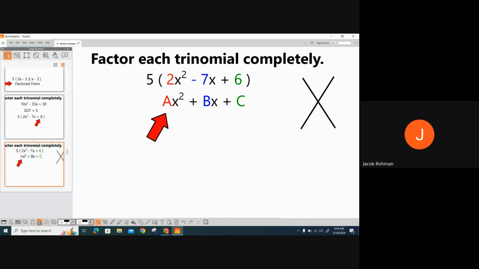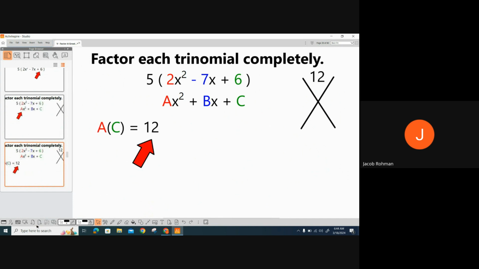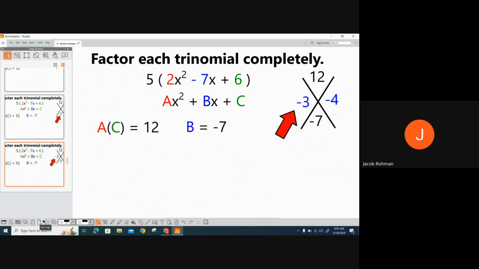So we're going to start with a times c, which is 12, and that goes at the top of our x marks the spot. And then we know that b is equal to negative 7, and that goes at the bottom of x marks the spot. And then we're looking for what are the factors of 12 that add up to negative 7. And in this case, negative 3 times negative 4 would give you positive 12. And the negative 3 plus negative 4 would give you negative 7.